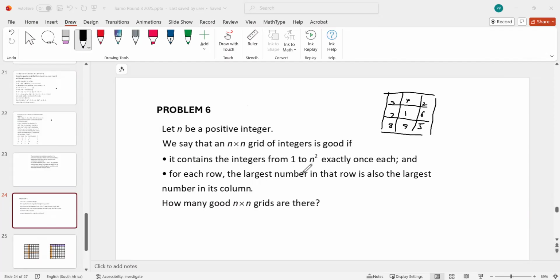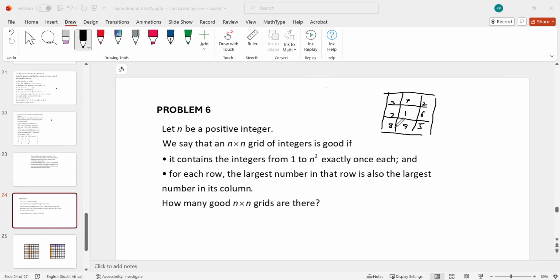for each row, the largest number in that row is also the largest number in that column. Right? And here you can see the largest number in this row is 4, but it's not the largest number in that column. So this 3 by 3 grid is not good. Okay, so there's no word for not good, by the way. Don't say it's bad. You can use it. Anyway, so now the question is, how many good n by n grids are there?